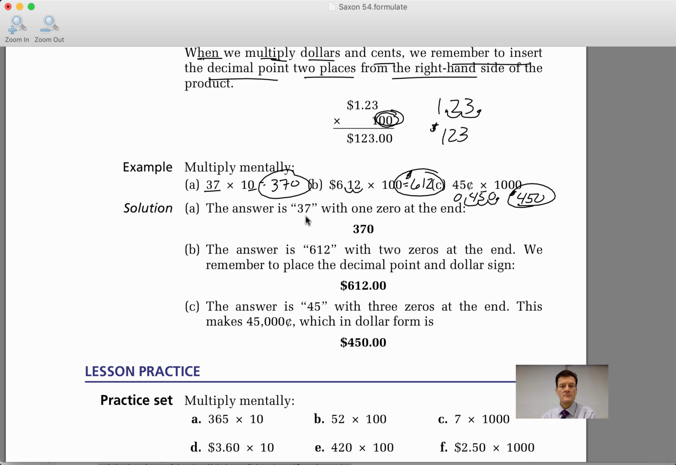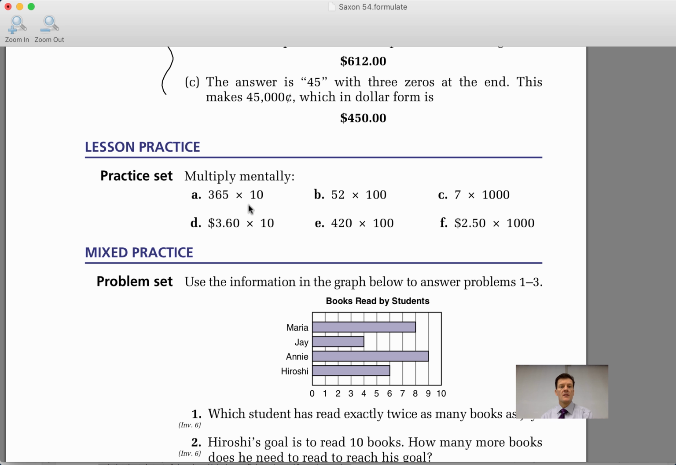All right. And you can look at the solutions down here. Let's do these really quickly here. 365 times 10. When you write 365, you don't place the decimal point, but it's there at the end. You don't need to put it there. But when we multiply by 10, we would move that decimal point over 1 space, and we'd have to fill with a 0. So we get 3,650. 52 times 100 is 5,200. 7 times 1,000 is 7,000.